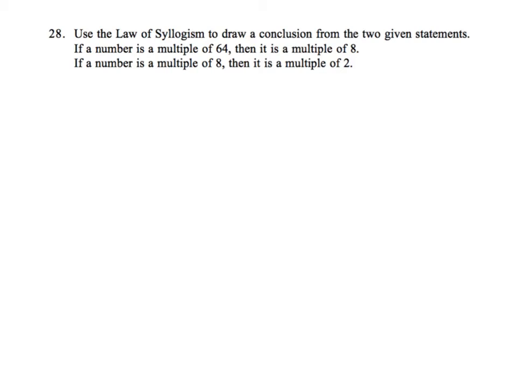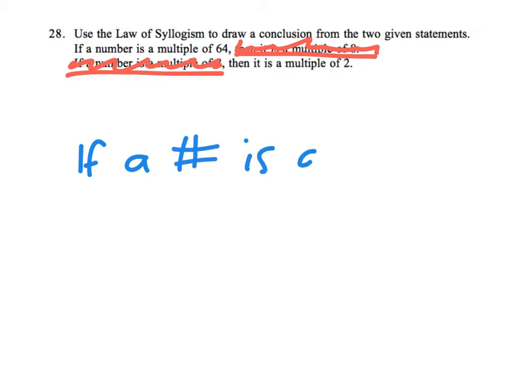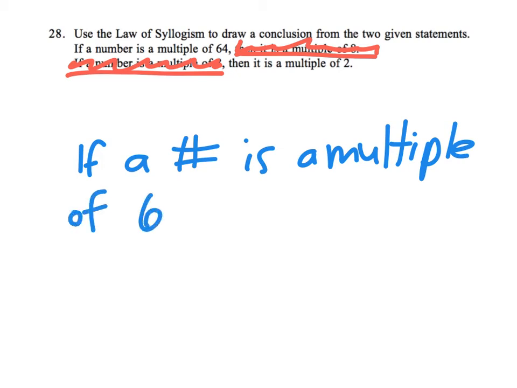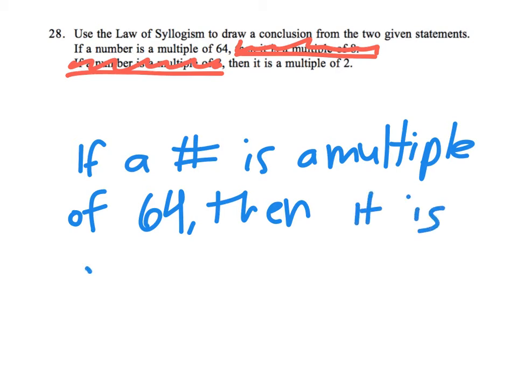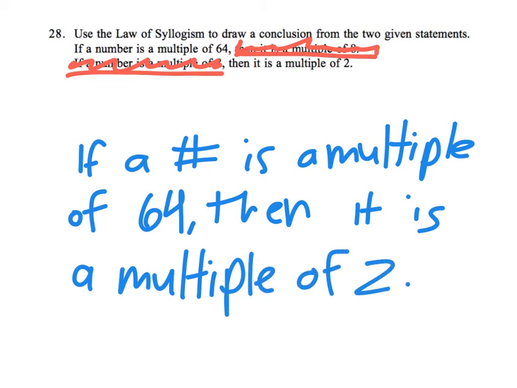28 says use the law of syllogism to draw a conclusion from the two given statements. So if a number is a multiple of 64, then it is a multiple of 8. If a number is a multiple of 8, then it is a multiple of 2. So again, the end of the first sentence matches the beginning of the second one, so we're going to cross it out, and my statement's going to be whatever's left over. So if a number is a multiple of 64, then it is a multiple of 2. And that's my statement.